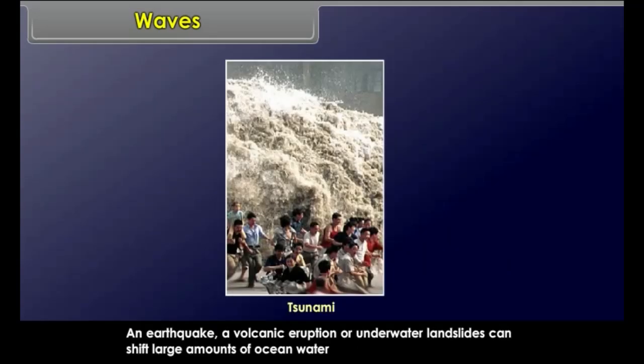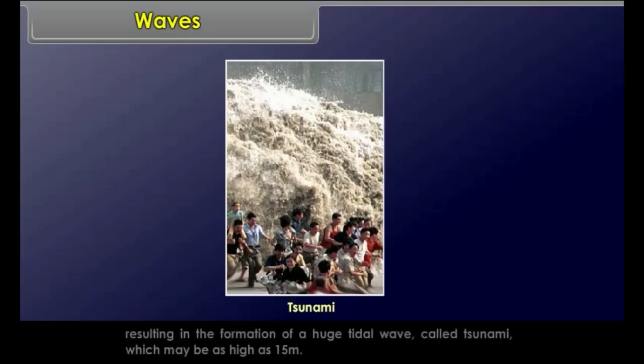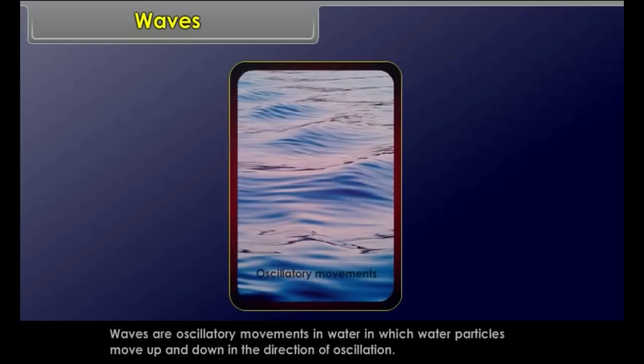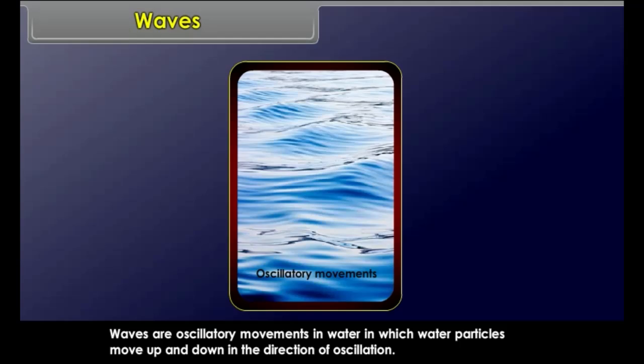An earthquake, a volcanic eruption, or underwater landslides can shift large amounts of ocean water, resulting in the formation of a huge tidal wave called tsunami, which may be as high as 15 meters. Waves are oscillatory movements in water in which water particles move up and down in the direction of oscillation.